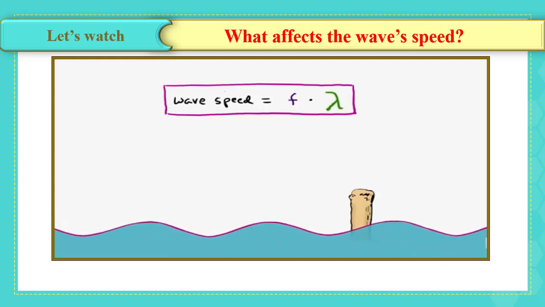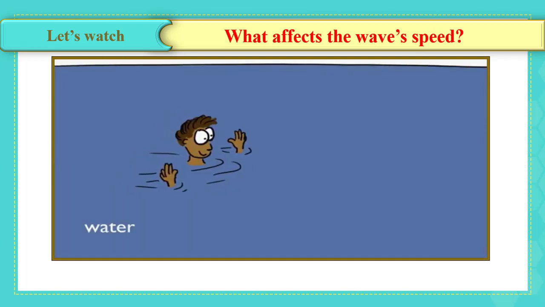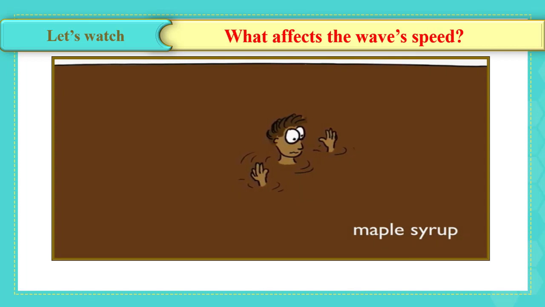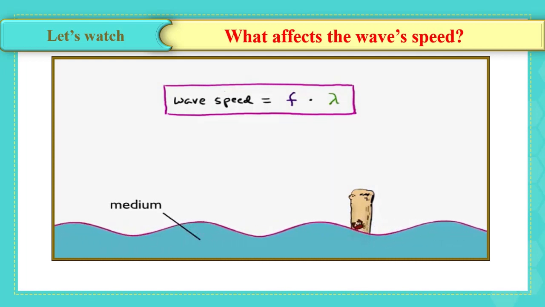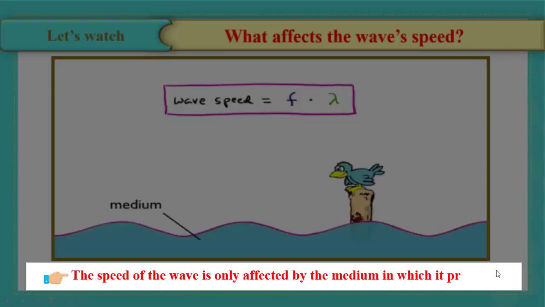So, what determines the wave speed? Well, you know how it's easier to wade through a pool of water than through an equally deep pool of maple syrup? That's right. It's the medium through which you are traveling that determines how fast you can travel. The same holds true for waves. How fast waves travel depends upon, and only upon, the medium through which the waves are traveling. Then, the speed of the wave is only affected by the medium in which it propagates.